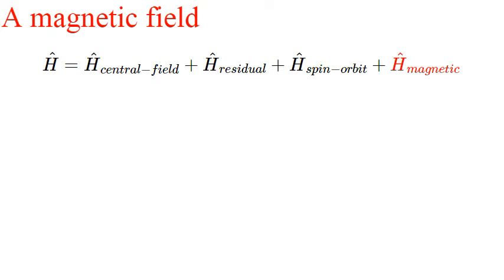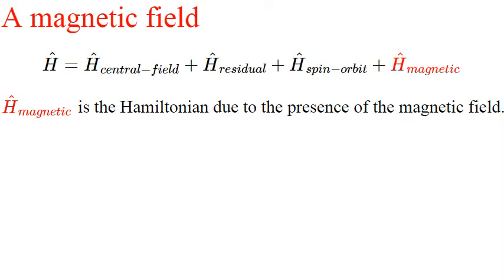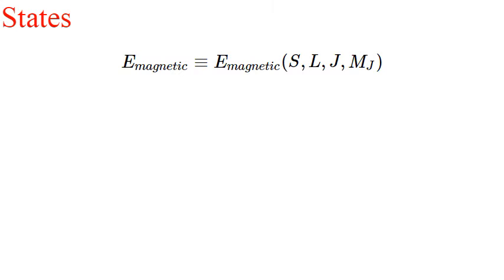We are now going to assume our atom is in a magnetic field, in which case our Hamiltonian becomes this, where H magnetic is the Hamiltonian due to the presence of the magnetic field. In other words, this is the Hamiltonian due to the Zeeman effect. As you can probably guess, this leads us on to states. The change in energy due to this part of the Hamiltonian depends on the quantum numbers S, L, J and M_J. Thus specifying these quantum numbers gives us the state of the atom.